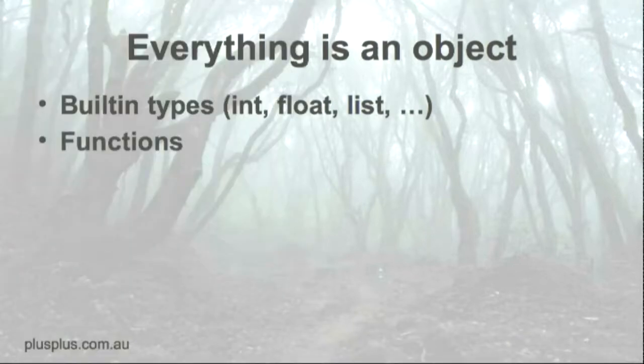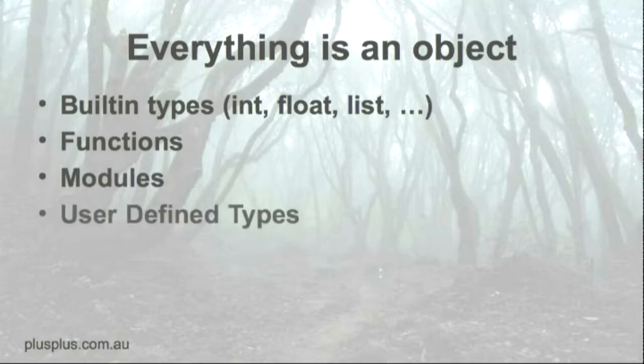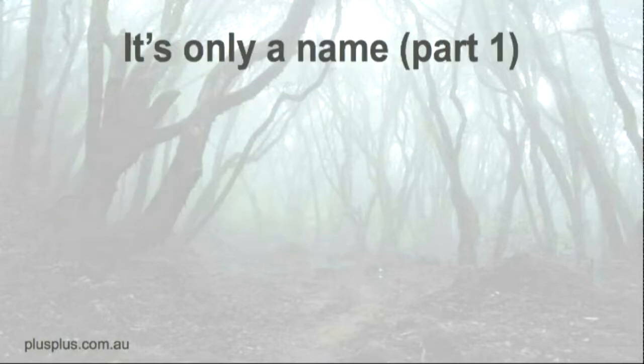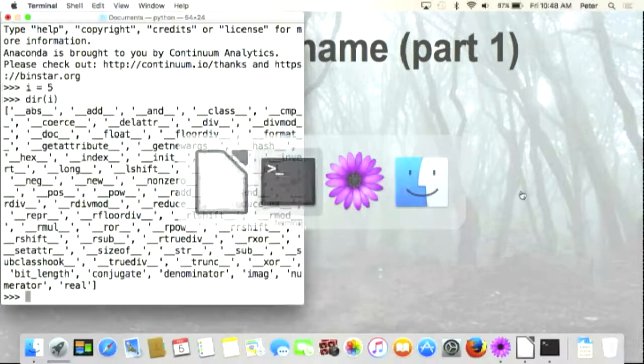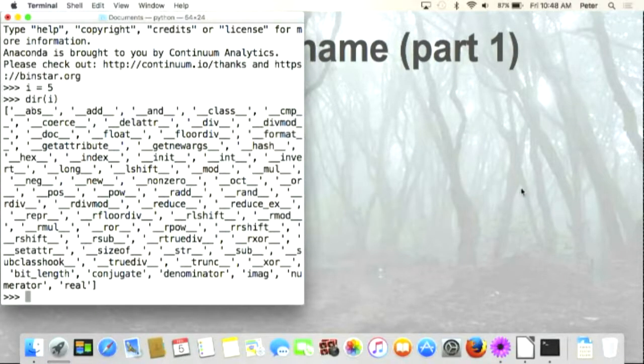Functions are first-class objects. Those on the functional programming track would have been filled in on that. Modules. A module is an object. A class definition itself is an object, and that has wonderful repercussions on passing things around. So if everything's an object, then we need to explore that it's just a name.